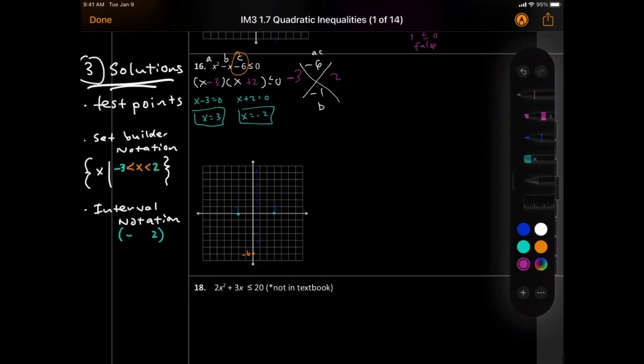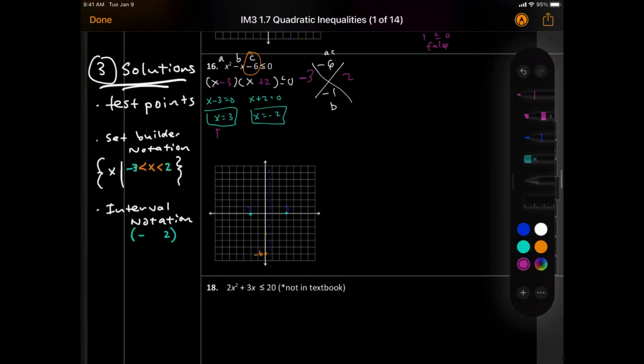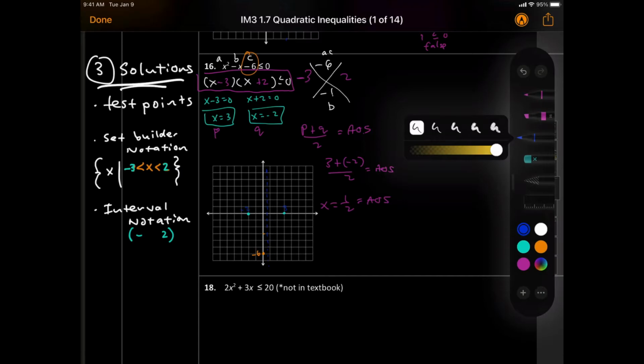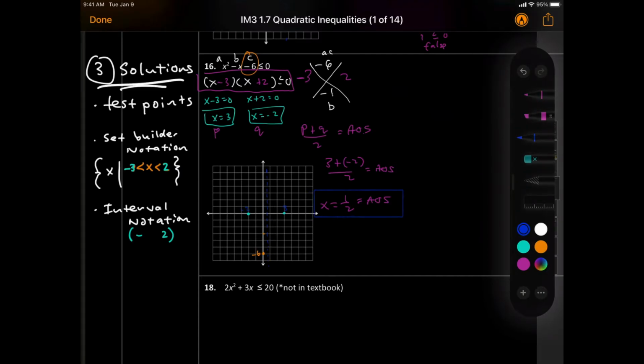It's not a shortcut, but in factored form, which is what I'm highlighting in pink up here, they also call these P's and Q's. If you do P plus Q divided by 2, this is going to get your axis of symmetry. So that is the advantage of factored form. If you add those two values together, you'll get 1/2. X equals 1/2 is our axis of symmetry, and that was the dotted line.